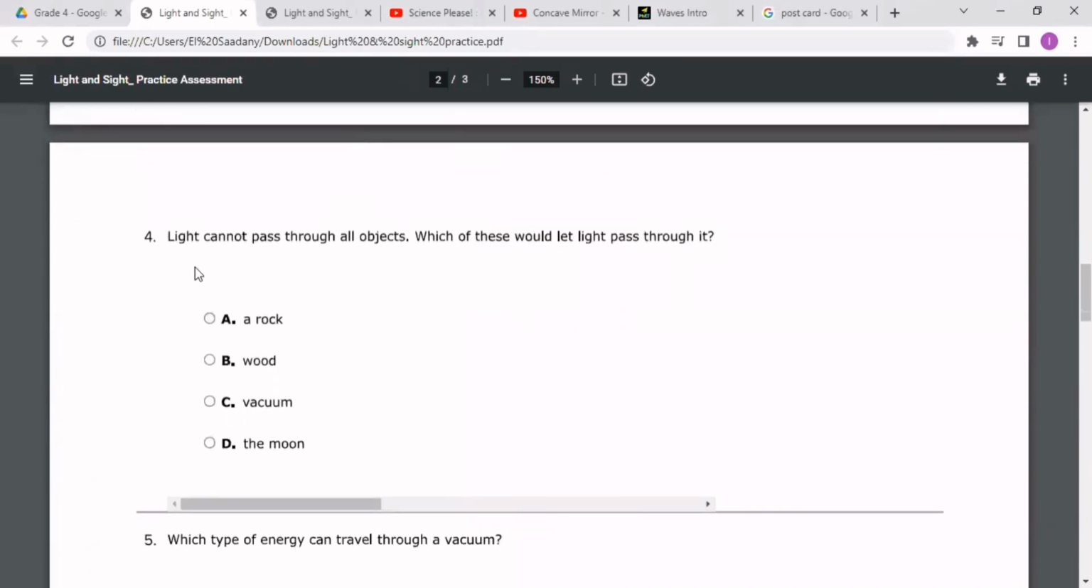طيب, light cannot pass through all objects. Which of these would let the light pass through it? طيب rock, احنا قلنا ان الطوبة او الروك it is an opaque object. Opaque يعني معتم، ما يقدرش ان احنا يعدي اللايت فيه، ما نقدرش ان احنا نشوفه اللايت من ناحية الثانية. Wood نفس الشيء، الwood is opaque object, it will not pass the light. The moon is dark object, it will not pass the light.